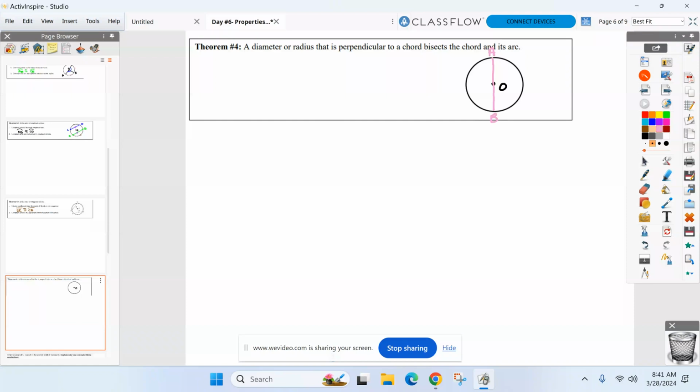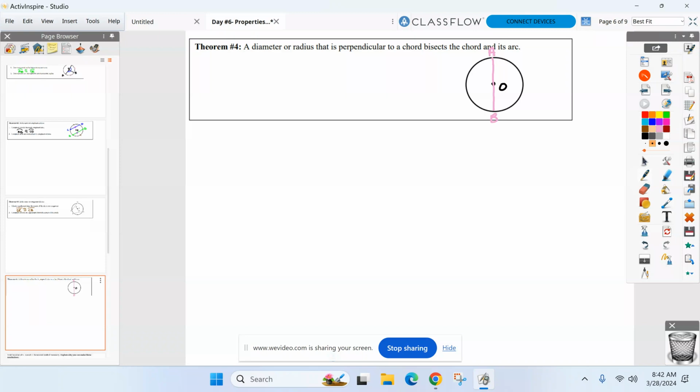Ready for this last part. I need a chord CD that is perpendicular to your diameter, please. Chord CD perpendicular to diameter AB. And if I'm asking for it to be perpendicular, after you draw the chord, what symbol are you putting on? To show me it's perpendicular, you should have a right angle symbol on there, right?